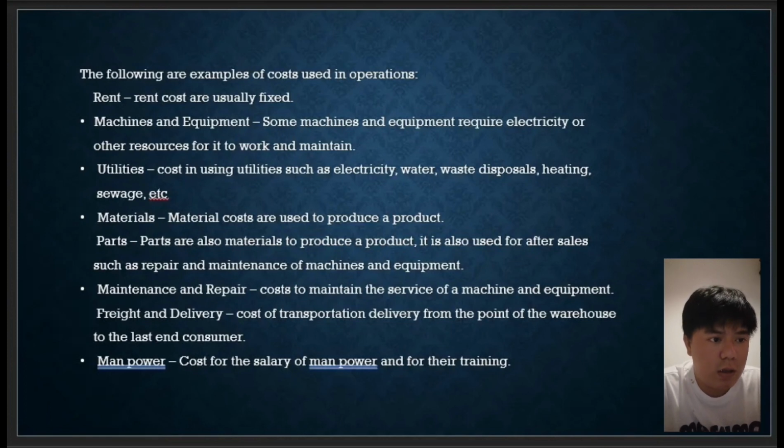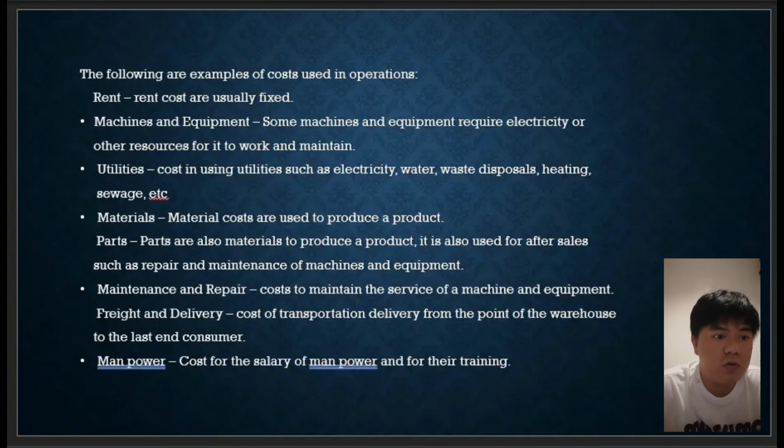First is rent. Costs are usually fixed. And then next is machine and equipment. Some machines and equipment require electricity or other resources for them to work and be maintained. And the next one is utilities. Costs in using utilities such as electricity, water, waste disposal, heating, sewage, and etc.